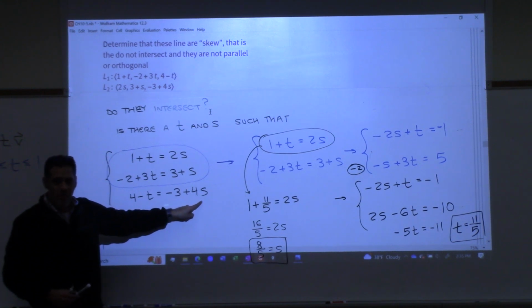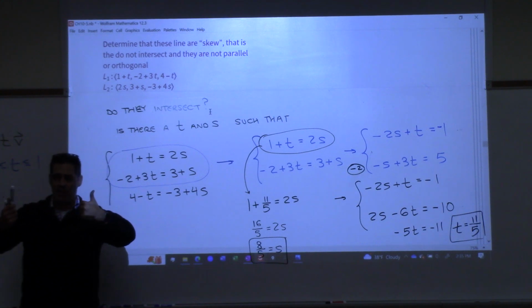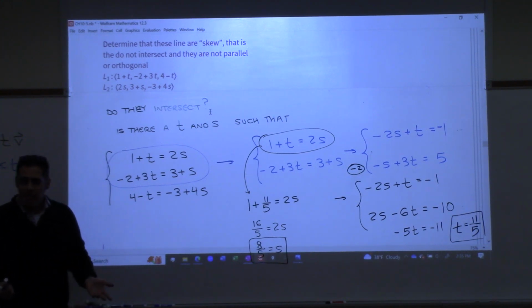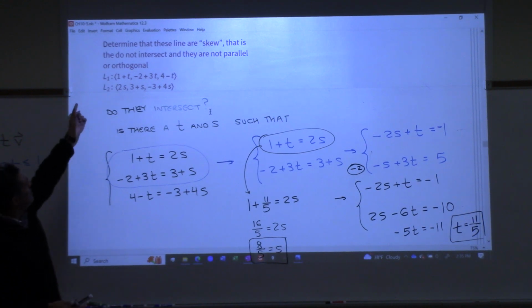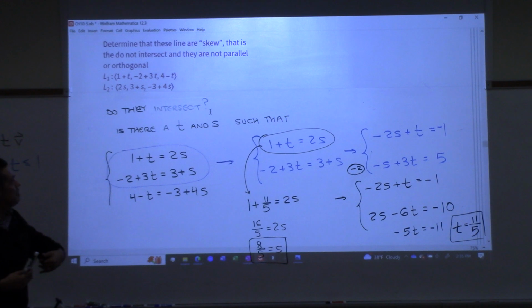If I plug in t and s here and it's equal, then what does that mean? They do intersect. But if it's not, then what do I say? They don't, right? And that's it. We're done looking. Now, it turns out that they don't. Okay? Because I said in here, determine that these lines are skewed. So I was telling you they were, but you had to verify it.